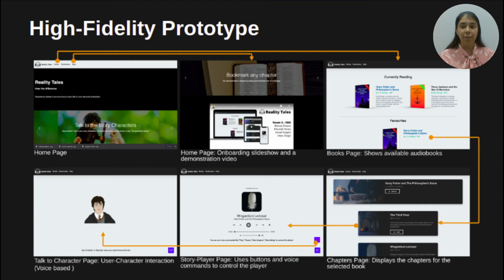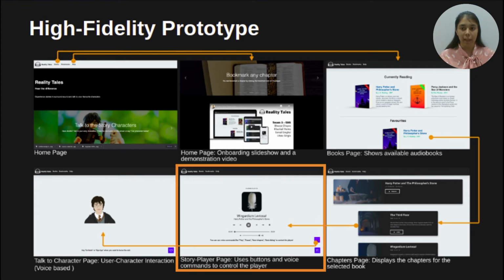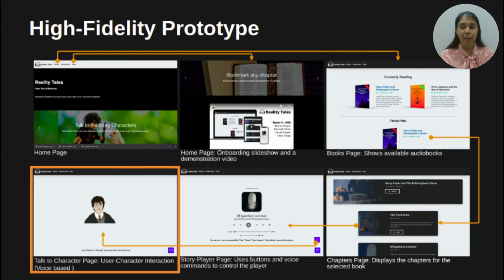Here, we present the high-fidelity prototype with arrows indicating the user flow. After having selected an excerpt, the users can listen to the binaural narration from the player and control the interface using voice commands. They can talk to Harry Potter at any point during or after the narration.